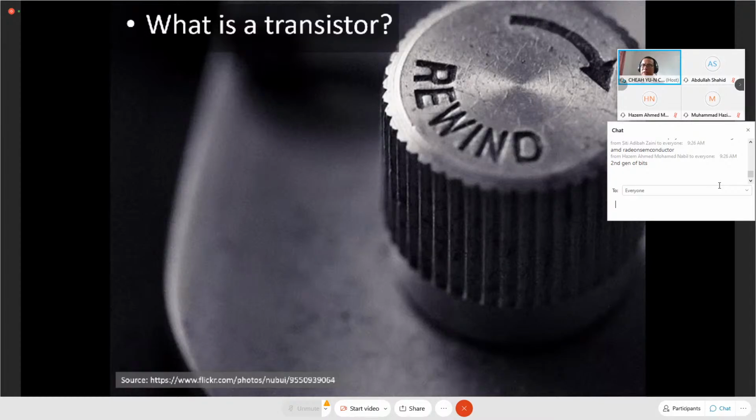Semiconductor for electronic signals. Yes, that's true. Similar function like a vacuum tube, but much more compact and smaller. Yes. A transistor like vacuum tube. Yes. Second generation of bits. Yeah, something like that. Again, it's not bits per se, but it can be used to perform bitwise calculations. Right, good. Okay, so let's tie up that bit.